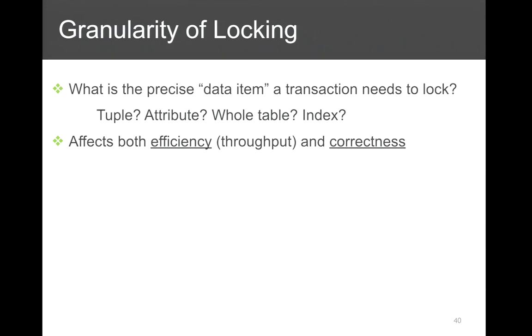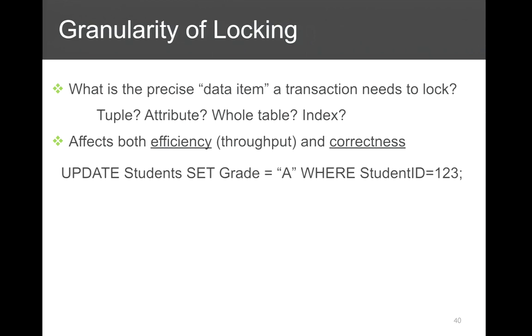That's the throughput. How many transactions can you handle concurrently per second? And for correctness. Because if you take an exclusive lock on tuples alone and someone else takes a shared lock on the table, then you might end up with troubles. So in this particular example, you have an update query. So it's a write operation. And you want to set the grade for a particular student. If you lock down the whole table, you're going to block a lot of other transactions that are probably updating some other student's records. So then that leads to poor efficiency, poor throughput.